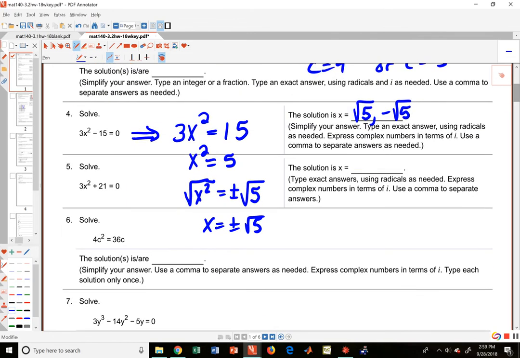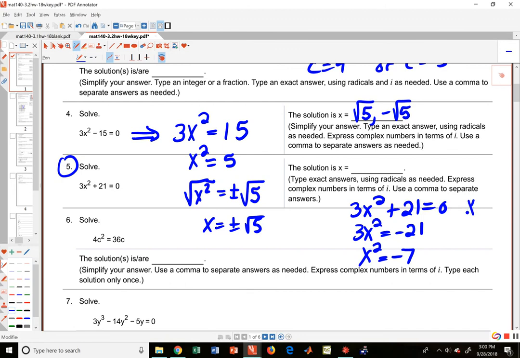Let's do another one that has an imaginary solution. So look at number 5 here. You got 3x squared plus 21 equals 0. So with this square root method, you bring the 21 to the right, you divide, you get negative 7. Now, there is no real number squared that's equal to negative 7, but you can definitely take the square root of both sides. You're going to put a plus or minus because both possibilities exist.